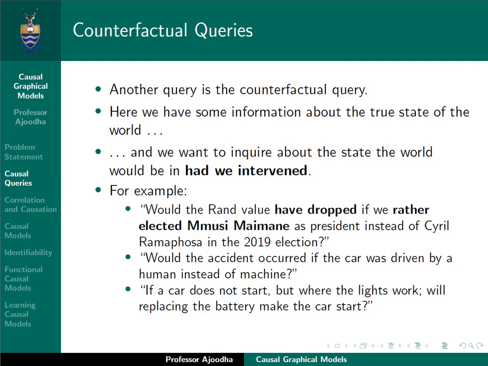Here we already know something about what actually happened, and we ask what would have happened if something had been different. For example, would an accident still have occurred if the car had been driven by a human instead of by a machine? Or if a car does not start but the lights work, would replacing the battery make the car start? These are examples I've written down here from the textbook.